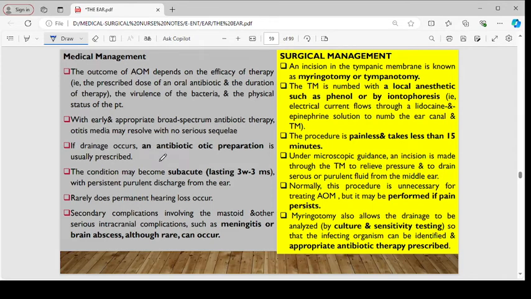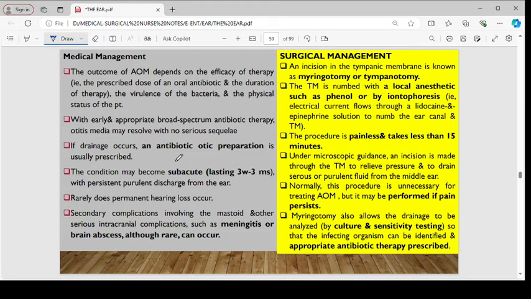The condition may become subacute, lasting 3 weeks to 3 months with persistent purulent discharge from the ear. Rarely does permanent hearing loss occur. Secondary complications involving the mastoid and other serious intracranial complications such as meningitis and brain abscess could occur, although they are very rare. An incision in the tympanic membrane, also known as myringotomy or tympanotomy, may also be performed.